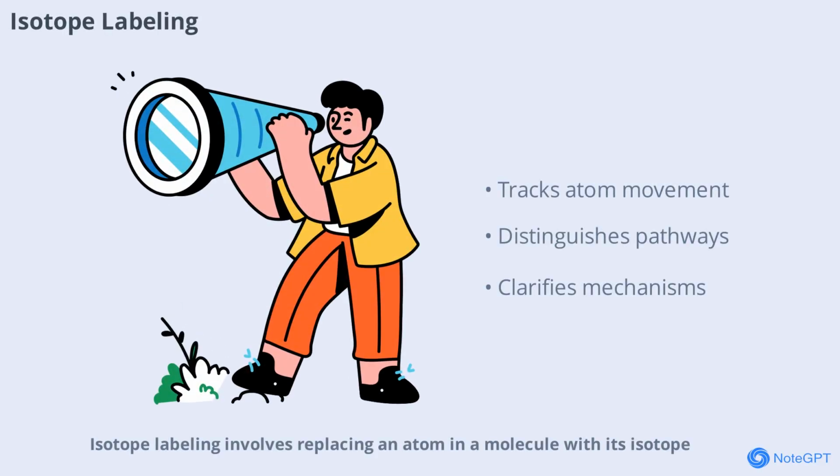Isotope labeling involves replacing an atom in a molecule with its isotope, allowing chemists to track its movement during a reaction. This technique provides direct evidence for the steps in a mechanism, helping to distinguish between competing pathways. Isotope labeling has been instrumental in elucidating many classic organic mechanisms.